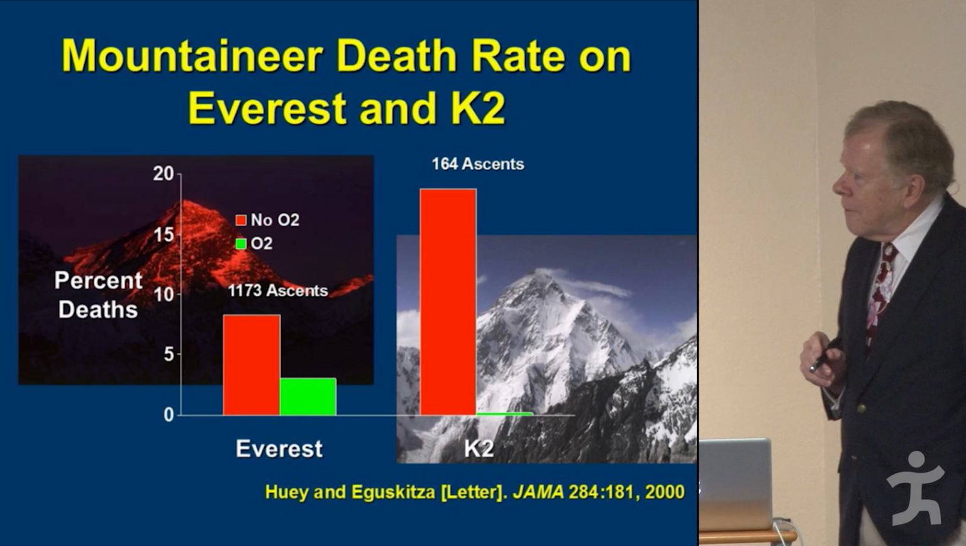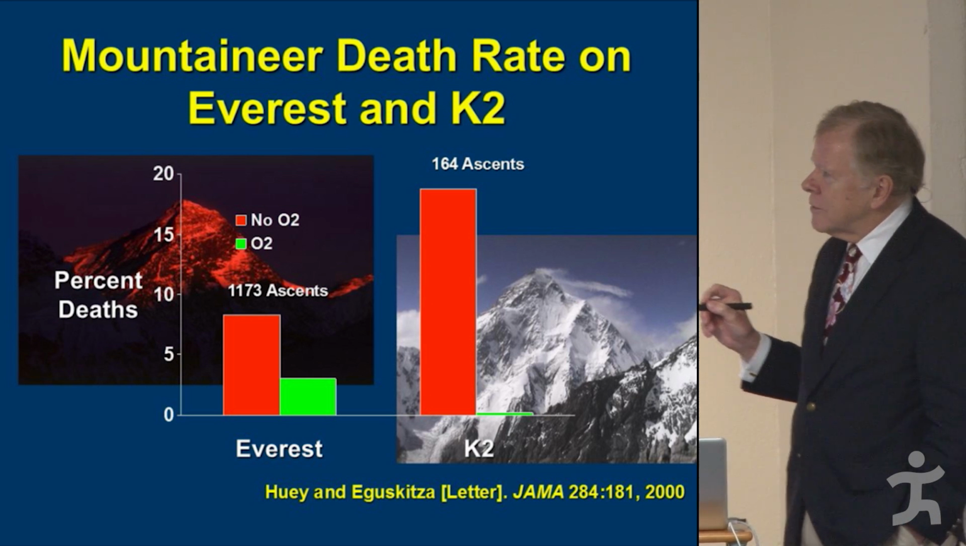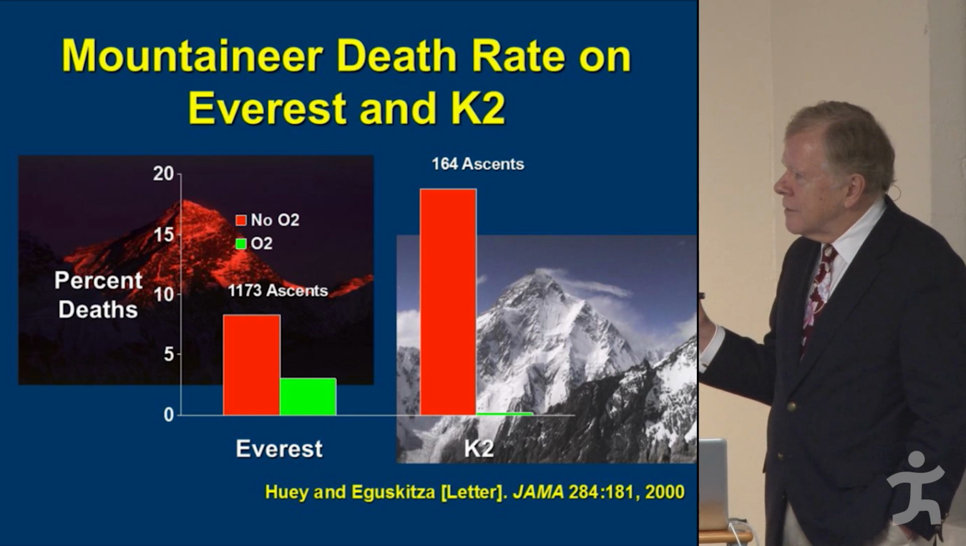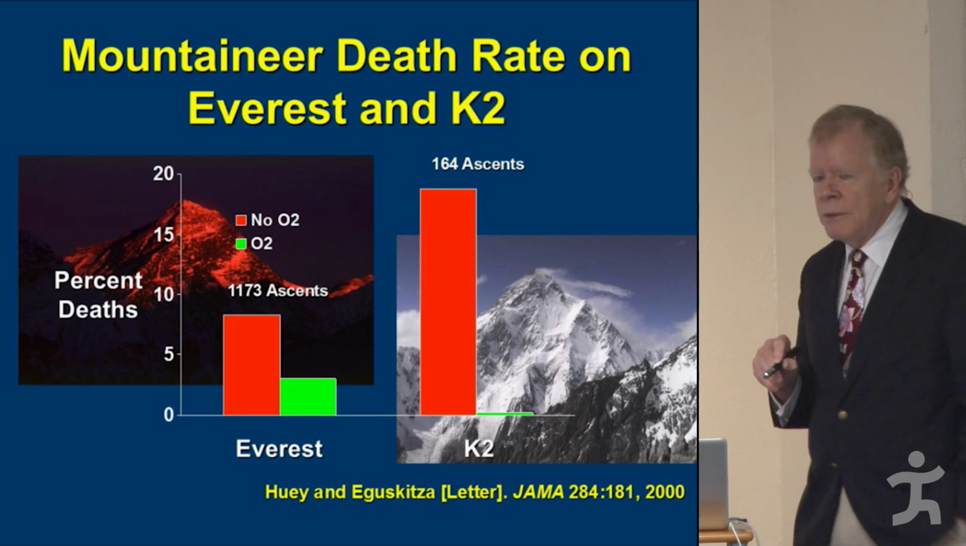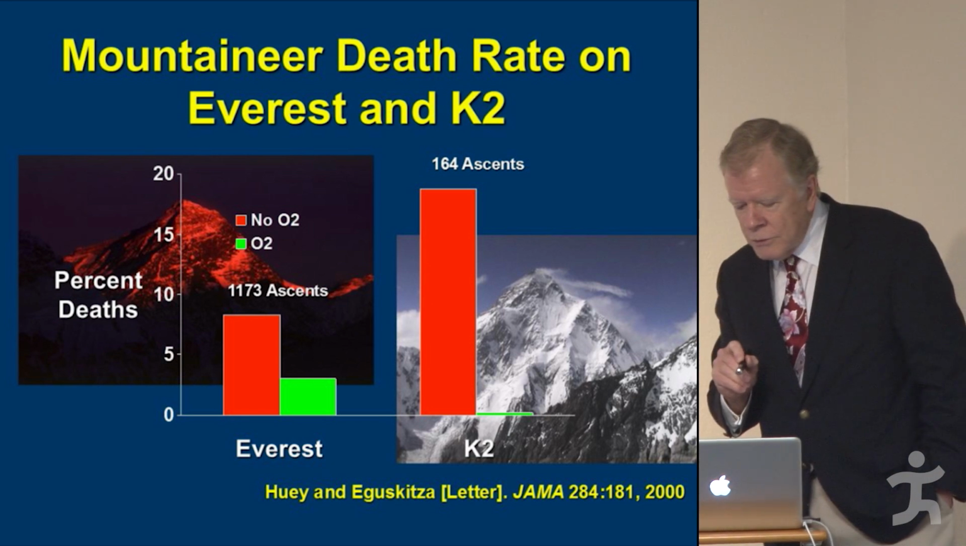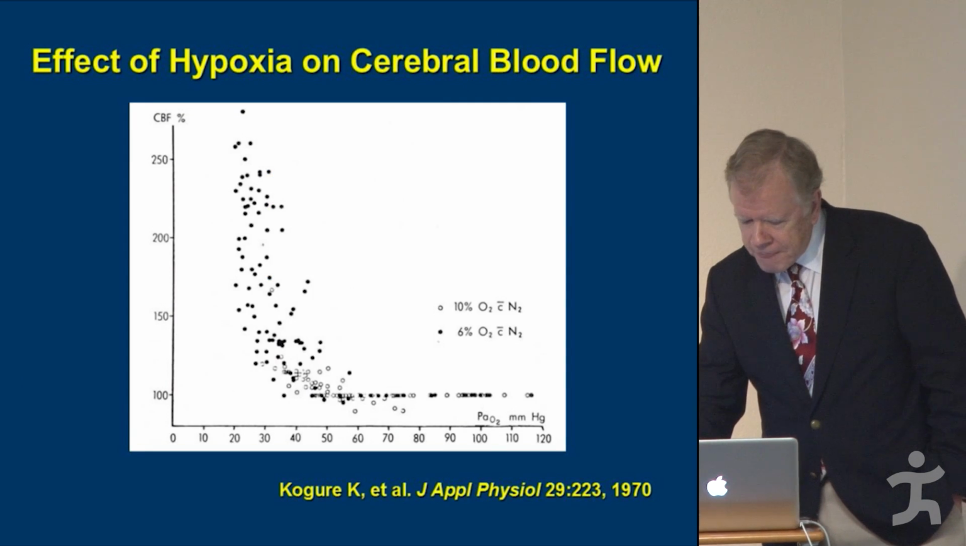Now, climbing mountains is very dangerous, of course, and this just shows you the death rate. This is without oxygen. There's about an 8% death rate on Mount Everest. Even with oxygen, it's about 3 or 4%. If you try and climb K2 without oxygen, there's about a 20% death rate. So if you choose to do that, make sure your life insurance policy is paid up.